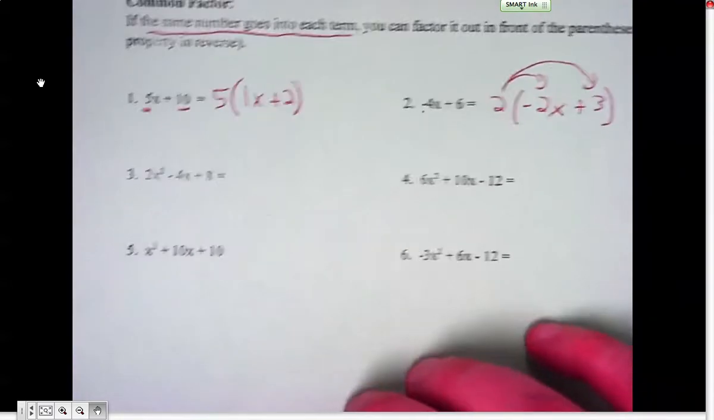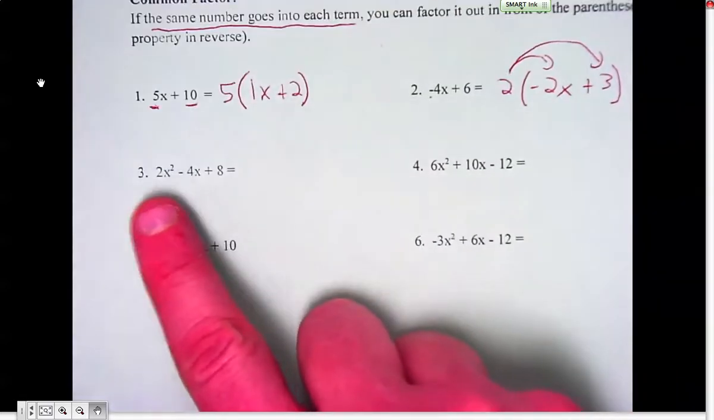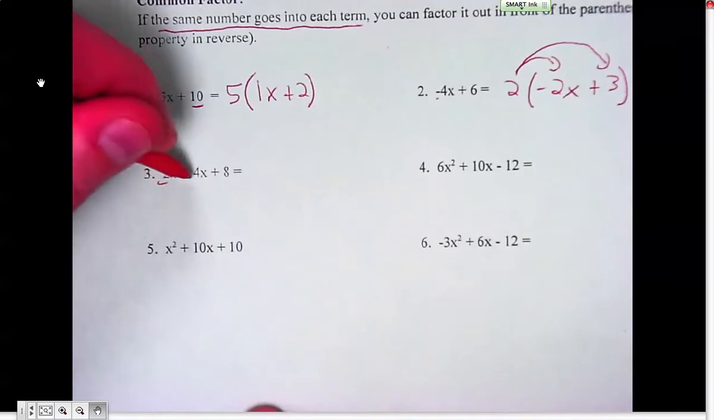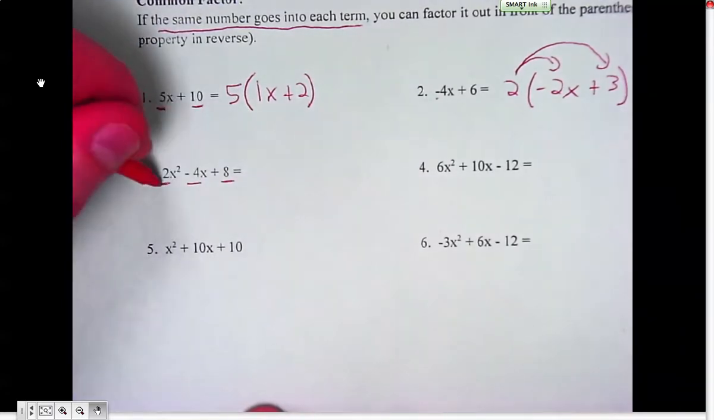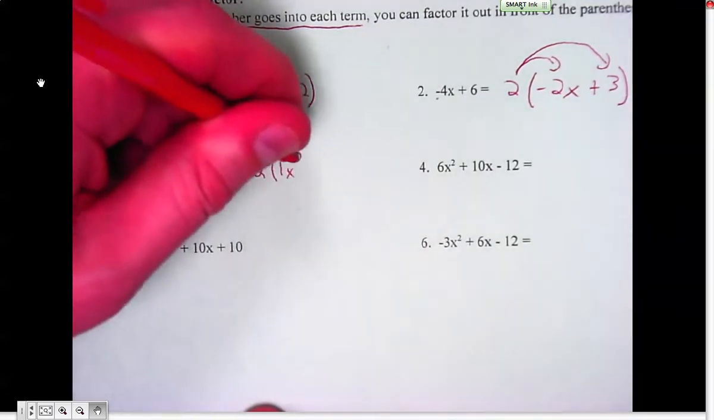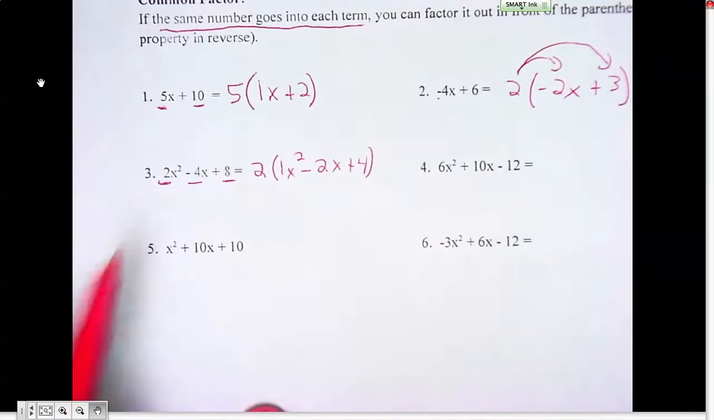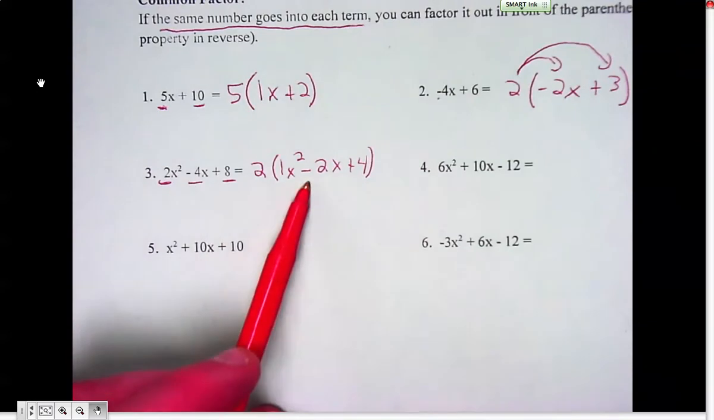When you have a third term, when you have an x squared here, you still have to look and see if the number goes into all of them. And so I need something that goes into 2, -4, and 8. And in this case, that would be 2. And so when I take the 2 out, I'm left with a 1x squared, a -2x, and a +4. And this negative stays negative, right? Stays negative.